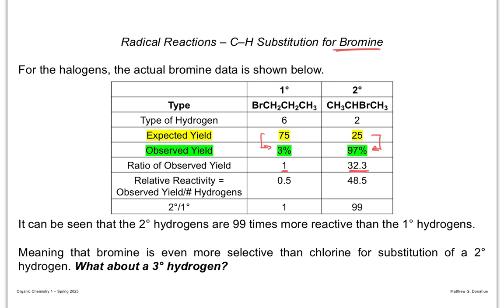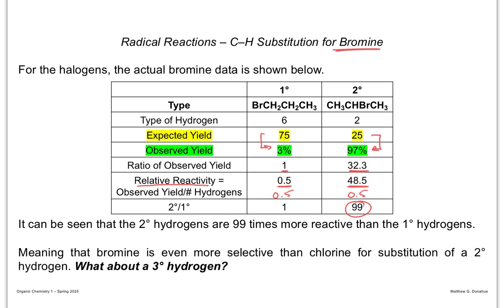The relative reactivity, we take the observed yield, so 3% divided by 6 hydrogens, that gets us 0.5. Versus 97% divided by 2, that gets you 48.5. And then we normalize it by dividing each by 0.5. And now we see that for bromine, a secondary hydrogen is 99 times more reactive than a primary.